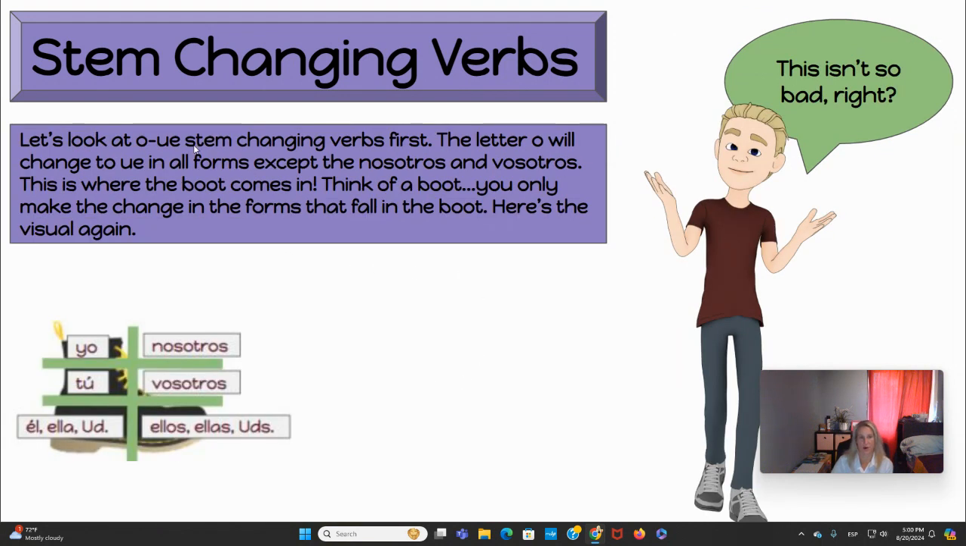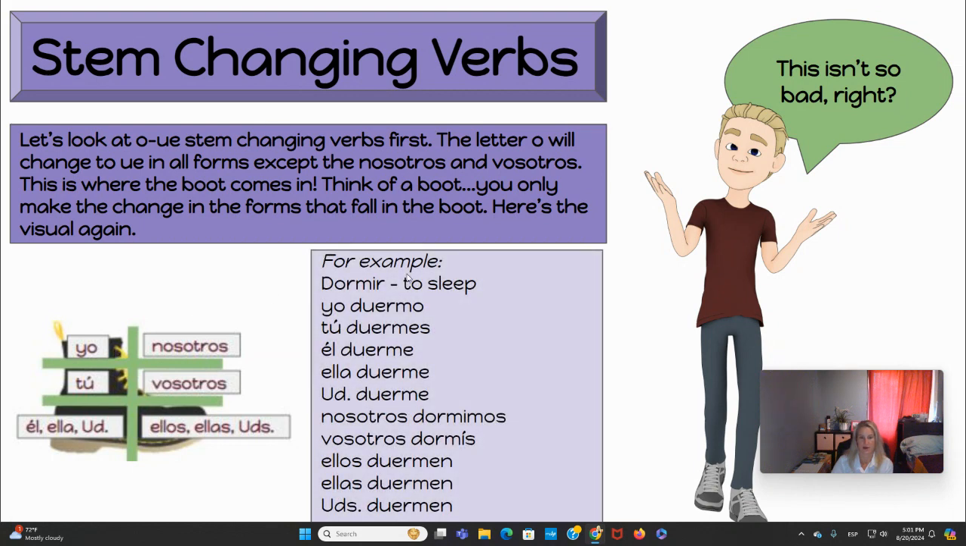All right, so let's look at O to UE stem changing first. The letter O will change to UE in all forms except the nosotros and vosotros. This is where the boot comes in. Think of a boot. You only make the change in the forms that fall in the boot. Here's the visual again right here. Here are some examples.